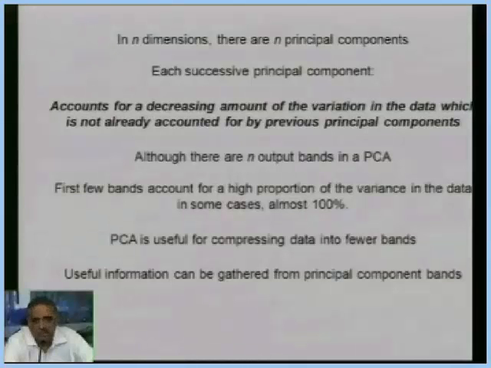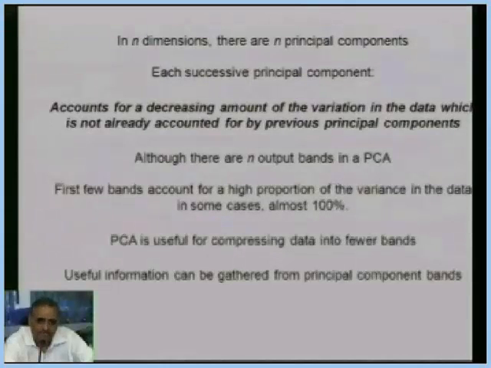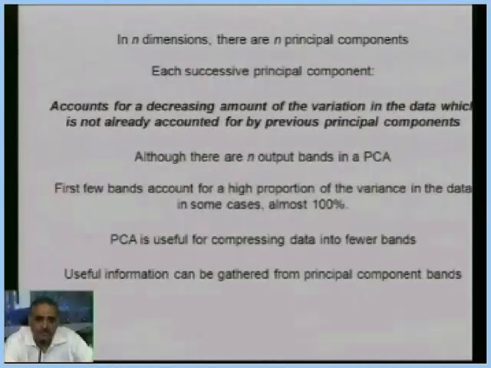Although there are n output bands in a PCA, you will get n bands as output, but most of the information that is contained in the n original bands can be explained by the first few bands itself. That is, the variance that is present in the original n bands can be explained by very few principal components, in some cases almost 100%. So in that sense, it is useful for compressing the data into fewer bands.